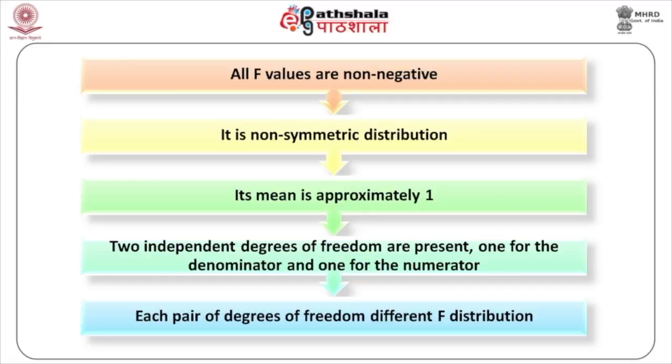Some of the properties of F distribution are that, first, all F values are non-negative. Second, it is a non-symmetric distribution. Third, its mean is approximately 1. Fourth, two independent degrees of freedom are present, one for the denominator and one for the numerator. Fifth, each pair of degrees of freedom has a different F distribution.